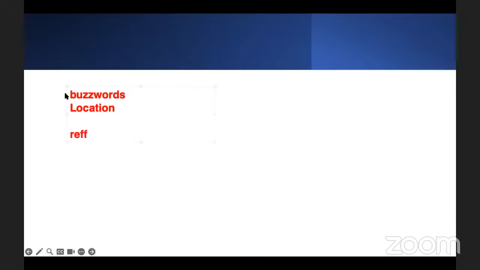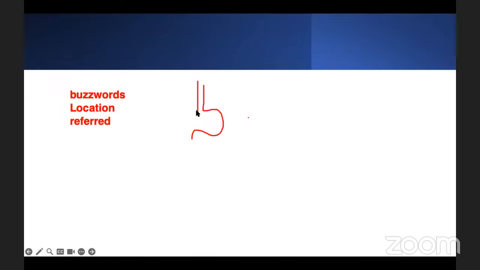Then you should also pay attention to referred pain for these particular problems. Sometimes some of these pains get referred to another place. Okay, so those are the things you pay attention to. Watch for the buzzwords, the location of the pathology, and whether the pain is being referred somewhere. So let me show you what the abdomen looks like.